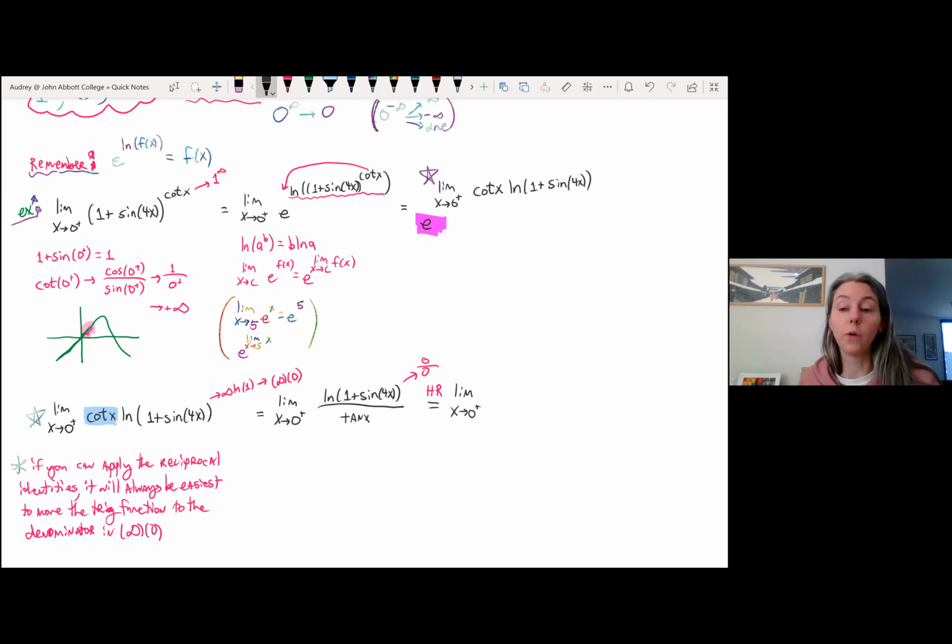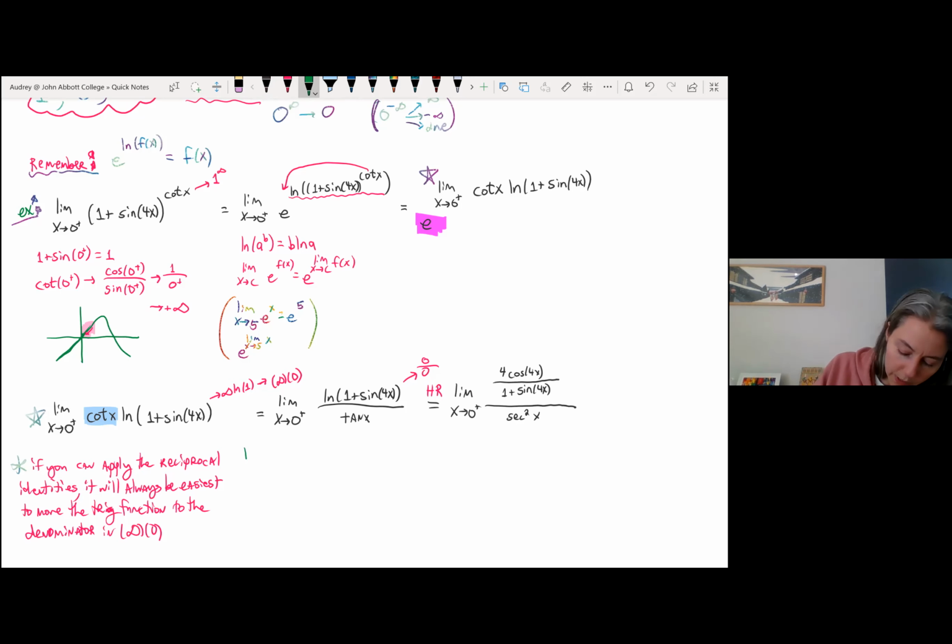Now be careful, this is going to be a chain rule here. It's actually a double chain rule. We have ln of 1 plus sine of 4x. So I'm going to put 1 plus sine of 4x on the bottom, and then the derivative of sine of 4x on top. So that's cosine of 4x times 4. That's my numerator. And then in my denominator, I'm going to have secant squared of x.